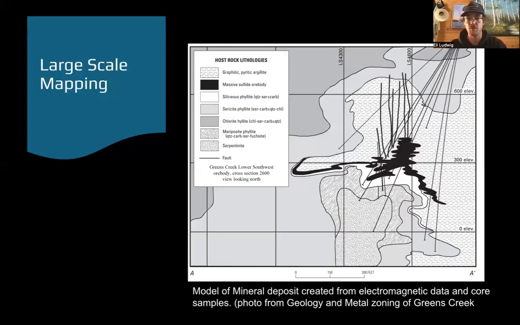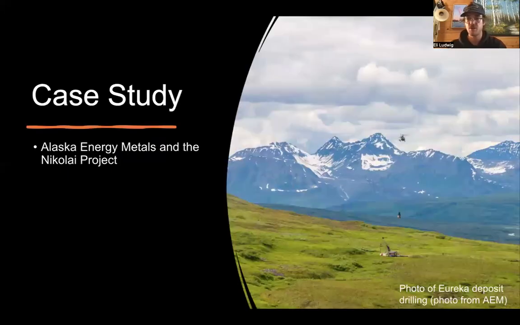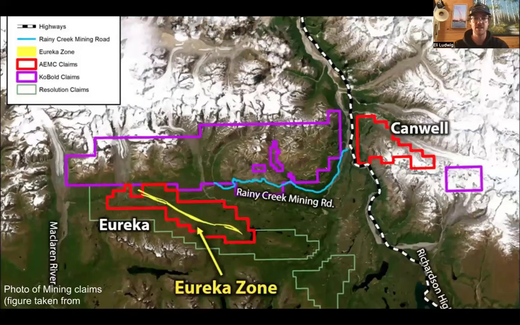You can also do larger scale mapping rather than just specific mineral deposits. And so this is an example of how that electromagnetic data can be used in order to create larger scale ideas for where the minerals are. So for the case study, I wanted to look at the Alaska Energy Metals Nikolai project, which is a nickel deposit that they have located and are looking to mine. So you can see here where the Eureka zone is. It's down southeast from Delta, about 3 hours from Fairbanks.